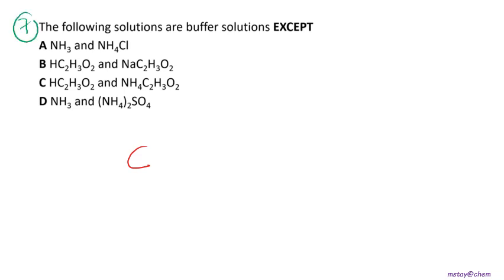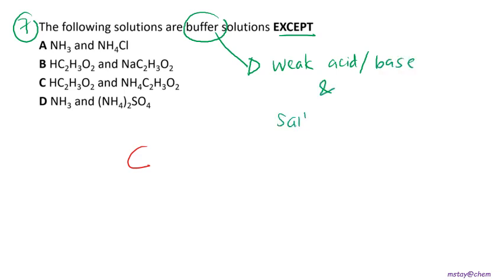Question 7. The following solutions are buffers except. So before we choose the answer, let's recall what a buffer solution is. Basically, a buffer solution has to consist of a weak acid or weak base, and then it has to contain the salt with the conjugate base or acid. So when we check here, both NH3 and HC2H3O2 are a weak acid or weak base. So for the first part we are already done.